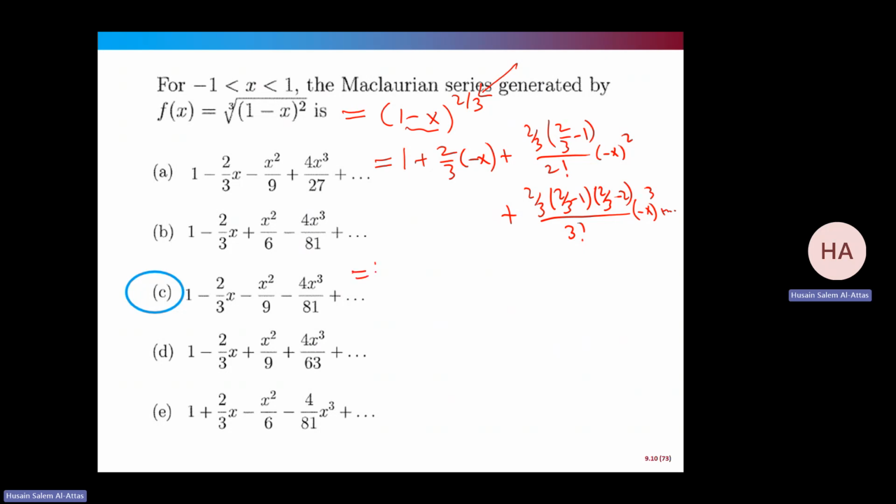So that will be 1 minus 2 over 3 x. Here I have 2 over 3 minus 1, this is minus 1 over 3. So that will be minus 2 over 9 times 2.